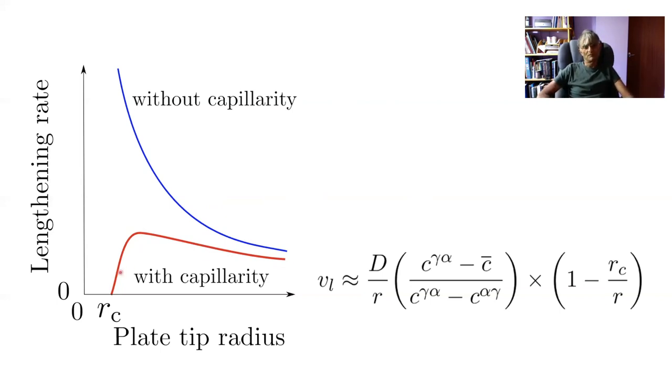Now, this equation, again, is only giving us a relationship between the plate tip radius and the lengthening rate. It's not actually picking a particular plate tip radius. So a common assumption that is made is that the plate will adopt a tip radius which gives us the maximum lengthening rate.